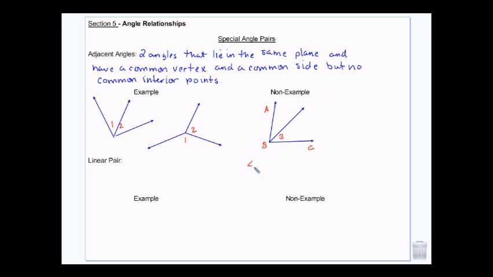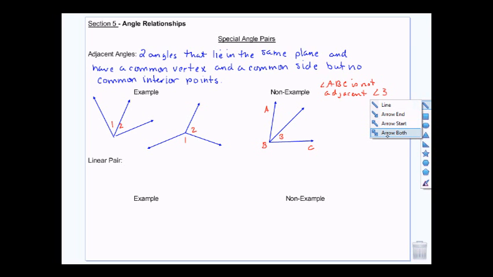Oh, I'm taking up too much of my space. Hold on. Let me move that up here. Okay, another example would be if I had a line.